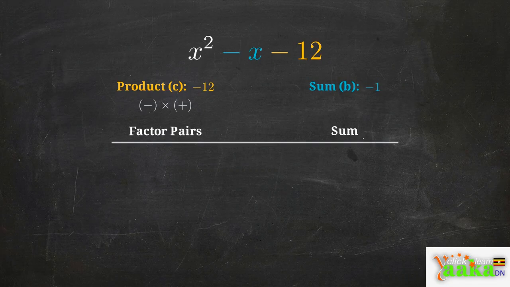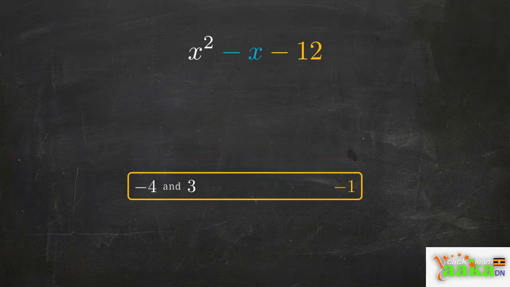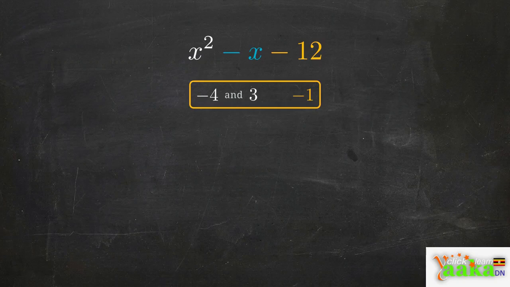-6 plus 2 gives us -4. That's incorrect. But -4 plus 3 equals -1. This pair satisfies both rules. We can now rewrite the entire equation using these factors. Our complex expression becomes two simple binomials, x minus 4 and x plus 3.